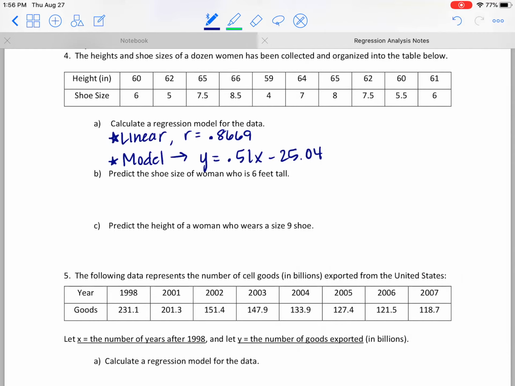So if we look at part B, it says to predict the shoe size of a woman who is 6 feet tall. We have heights here, which are x values that we put into the table. We have shoe sizes here, which were the y values. So when it says to predict the shoe size, that means we're looking for a y value, for someone who's 6 feet tall. So 6 feet tall means they are what height? Well, in the table, the heights are in inches, so 6 feet tall is 72 inches. So I want to know a y value that corresponds with an x value of 72.